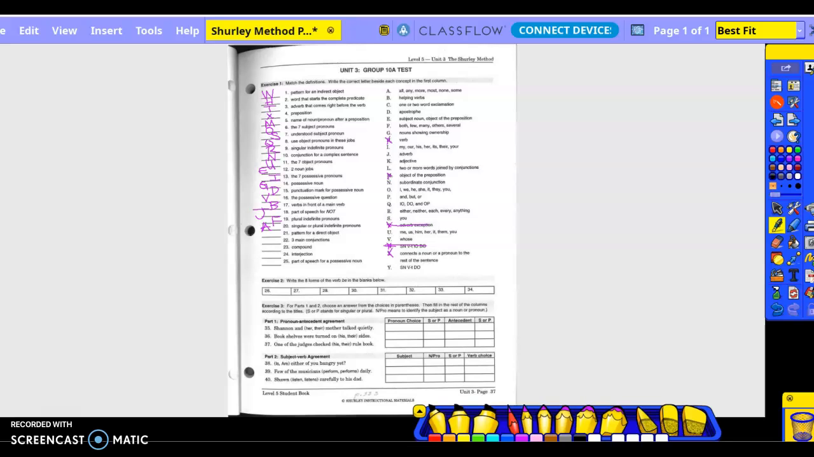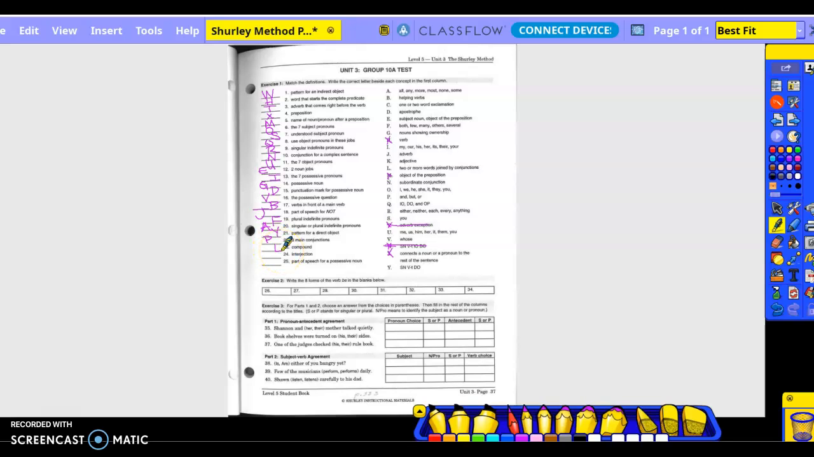Pattern for a direct object. So if I were to write out the pattern, what letter? Y. Okay, the three main conjunctions are, so letter P. Compound. What does a compound sentence do? Two or more words. The letter L.